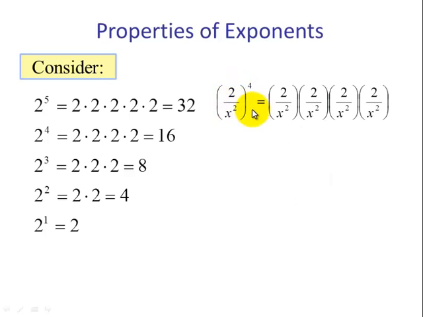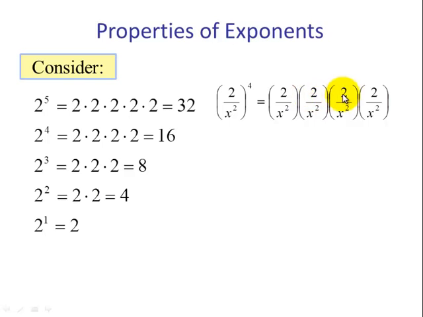Imagine we have 2 divided by x squared. So we have a base of 2, and then we also have a base of x, which is being squared. If I think of this as the base, this says take the base and multiply it by itself 4 times. I get this. Multiplying fractions, we multiply the numerator.